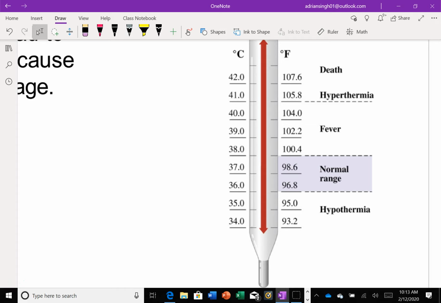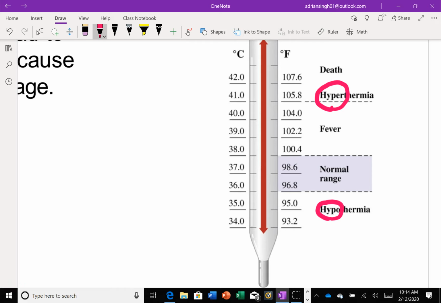Alternatively, if your temperature ends up being higher than what the normal range is, you end up suffering from a condition known as, well, fever, first of all. If it gets high enough, you suffer from hyperthermia. Okay, so I'm stressing these terms here a little bit because we're actually going to see these down the road.